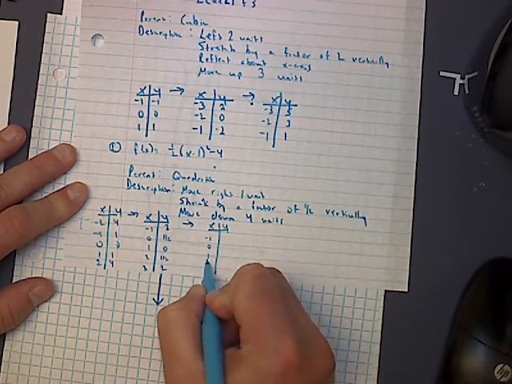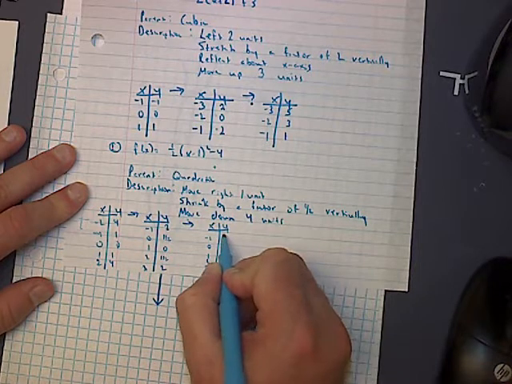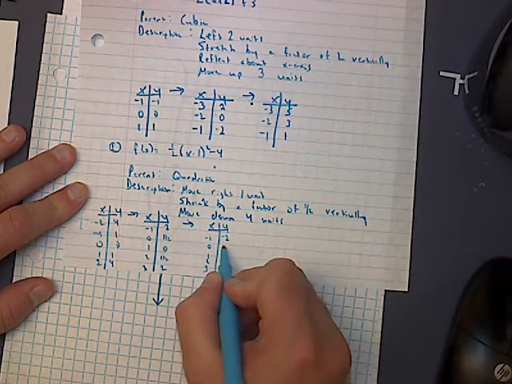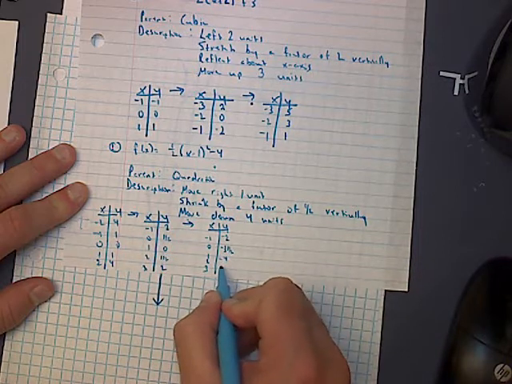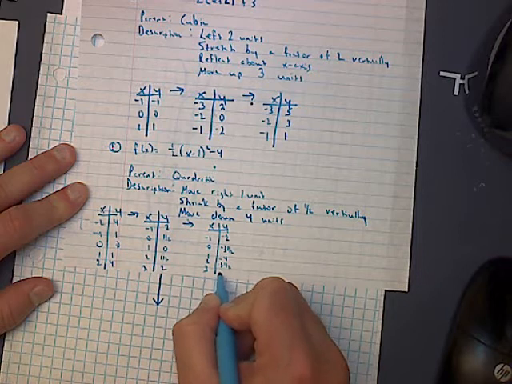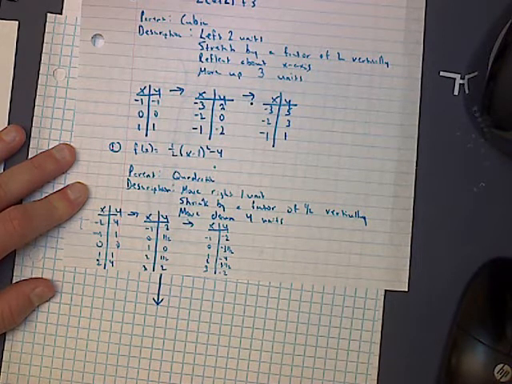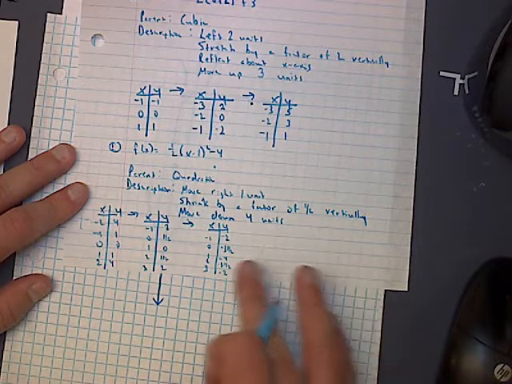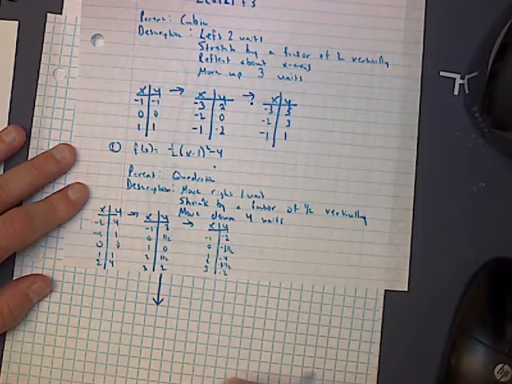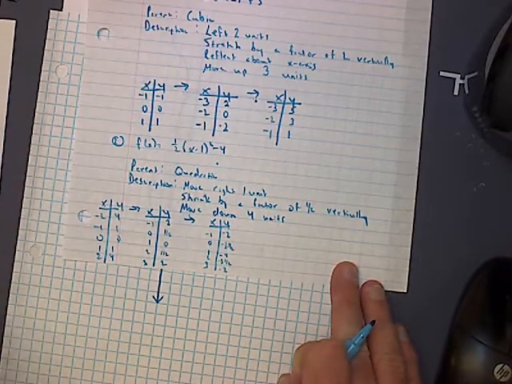Leave my x's alone. So -2 and -4 gives me -2. 1/2 and -4 gives me -3.5. 0, -4 gives me -4. -3.5 and -2. And these are the values that I would graph onto my graph paper.